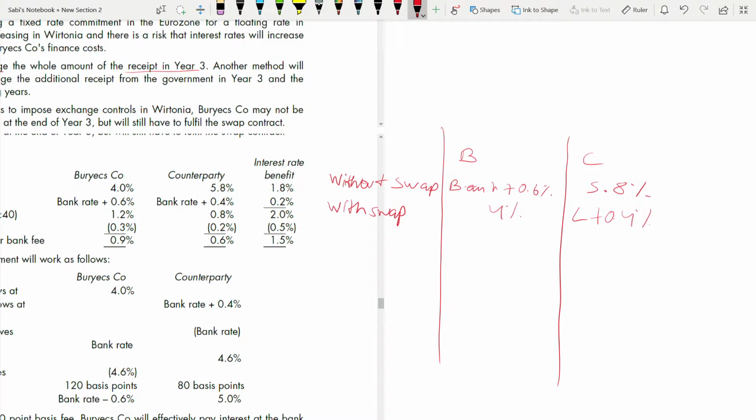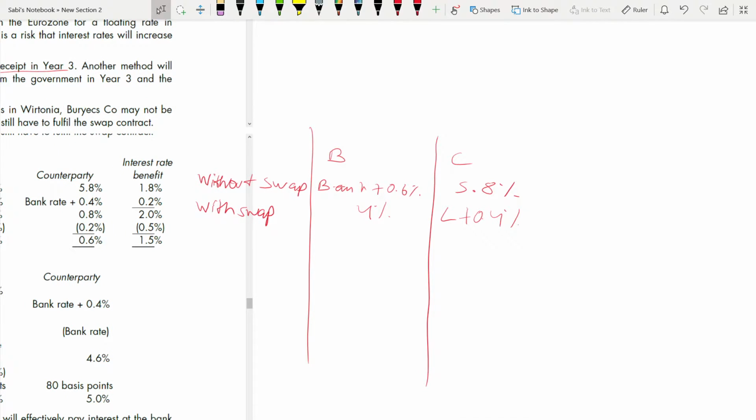Now, what do we have to find? Just add the total here. Without swap, it is bank plus 0.6 plus 5.8. So the total is bank plus 0.6 plus 5.8, which is B plus 6.4%.